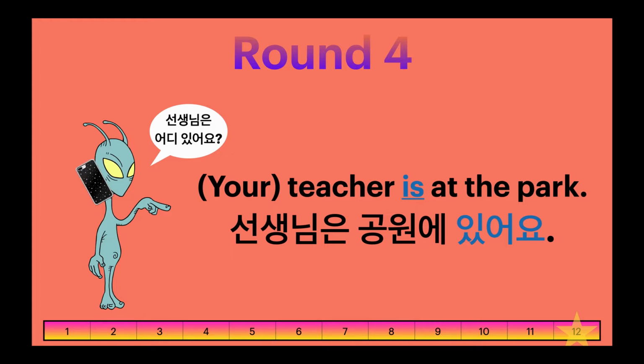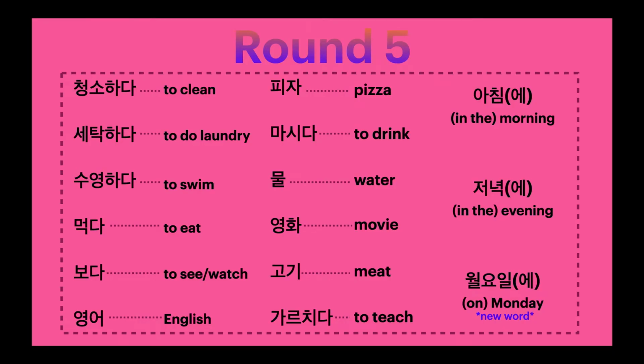And just a little quick side note here. 있다 is very often said as 계시다, which is the honorific form of 있다. Both of these words mean to exist, but 계시다 will be used for people who are above you in status, like your teacher, your parents, your boss, people like that. So if you're talking about your teacher, you would more likely use 계시다, but I didn't want this to get too confusing today, so let's just stick with 있다 for today. Now let's go ahead and move on to round 5.